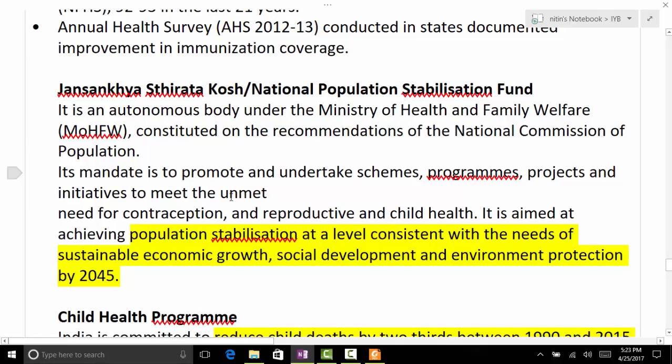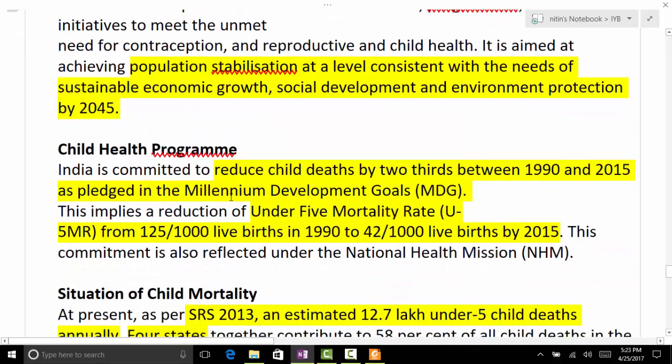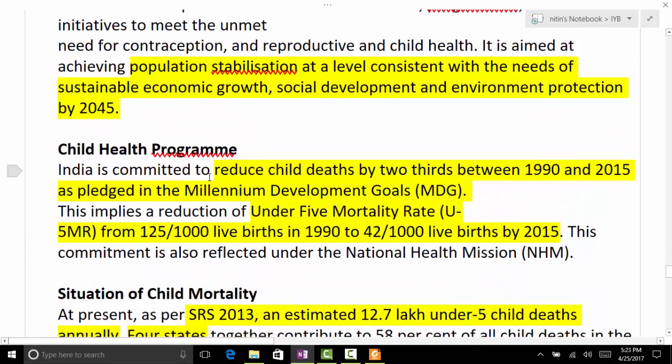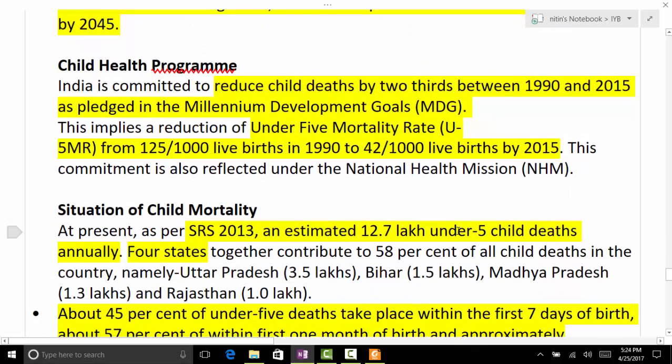The National Population Stabilization Fund, this also you can leave it. Child health program, data you can see through for the mains. It says under 5 mortality rate 42, from 125 to 42. So 125 in 1990 to 42 in 2015. So this is the achievement that we have achieved.